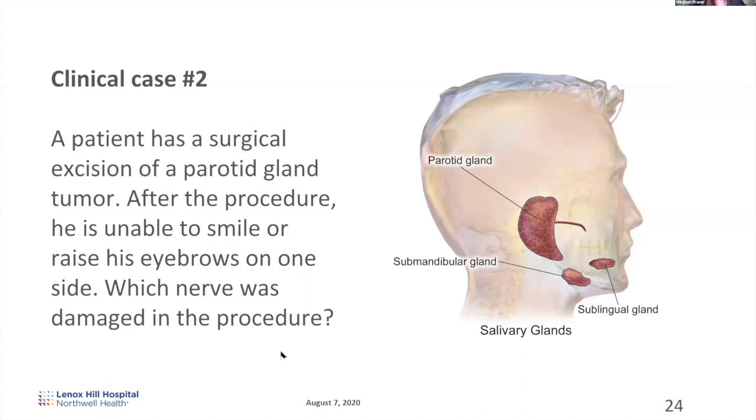If they were showing other signs of damage to the trigeminal nerve, such as not being able to feel in certain areas of their face, then maybe you'd be able to say that both were damaged. But in this case, the clinical case is just saying facial nerve.